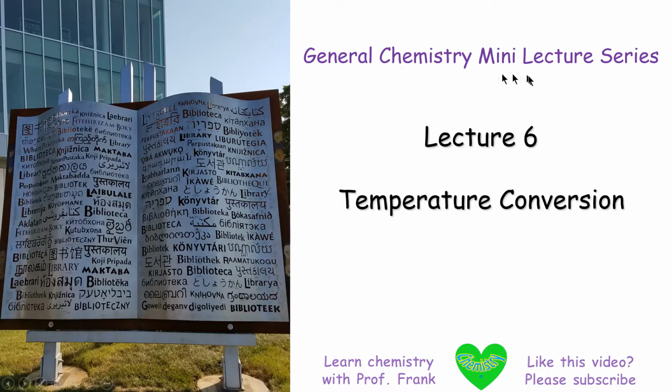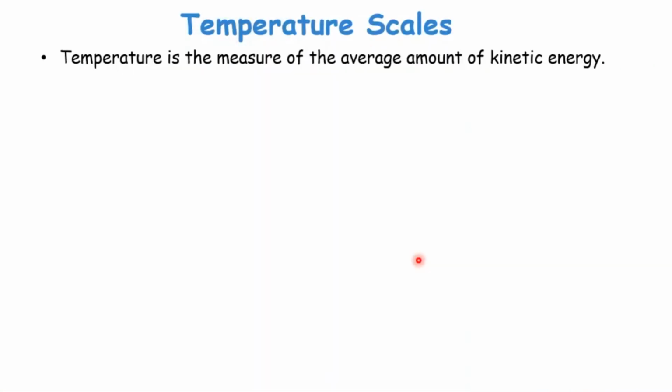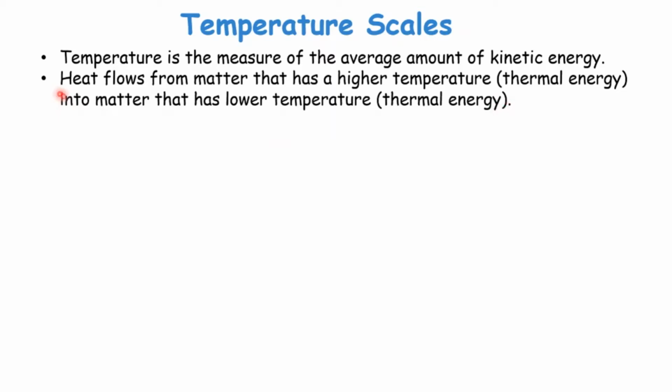Welcome to General Chemistry Mini Lecture Series, Lecture 6, Temperature Conversion. What is temperature? Temperature is the measurement of the average amount of kinetic energy. Heat flows from matter that has a higher temperature or higher energy into matter that has a lower temperature or lower energy. So there are three temperature scales.